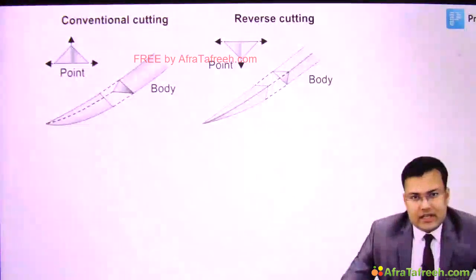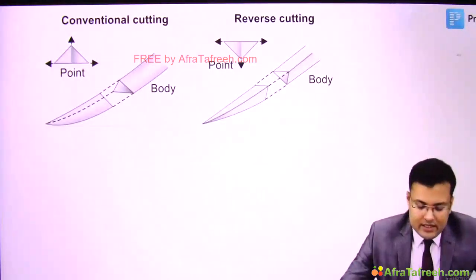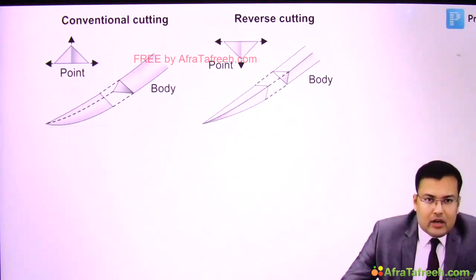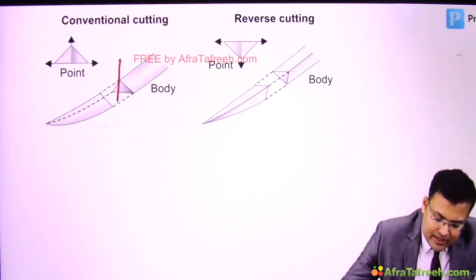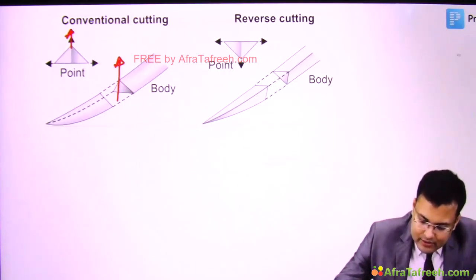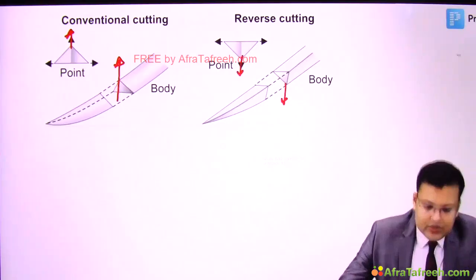So we discussed the cutting needle, conventional cutting and reverse cutting. Here you can see the cross section is triangular, but in conventional cutting it is pointing inwards, and in reverse cutting it is pointing outwards, right?